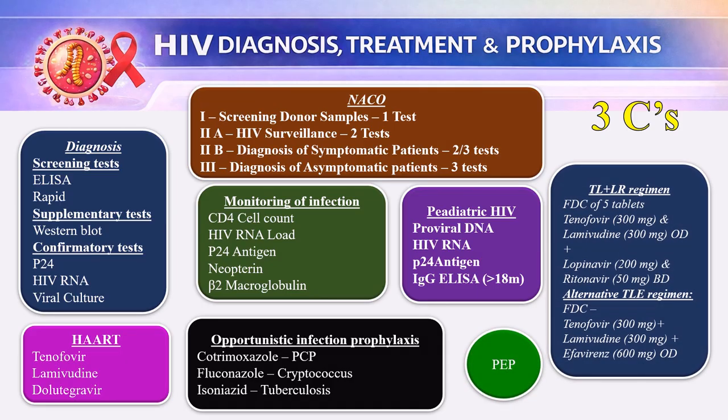For post-exposure prophylaxis, you have the regimen, which can be of 2 types, that is the TL and LR regimen, which is basically a fixed dose combination of 5 tablets, tenofovir, lamivudine plus lopinavir and ritonavir. Alternatively, tenofovir, lamivudine, and efavirenz can be used.